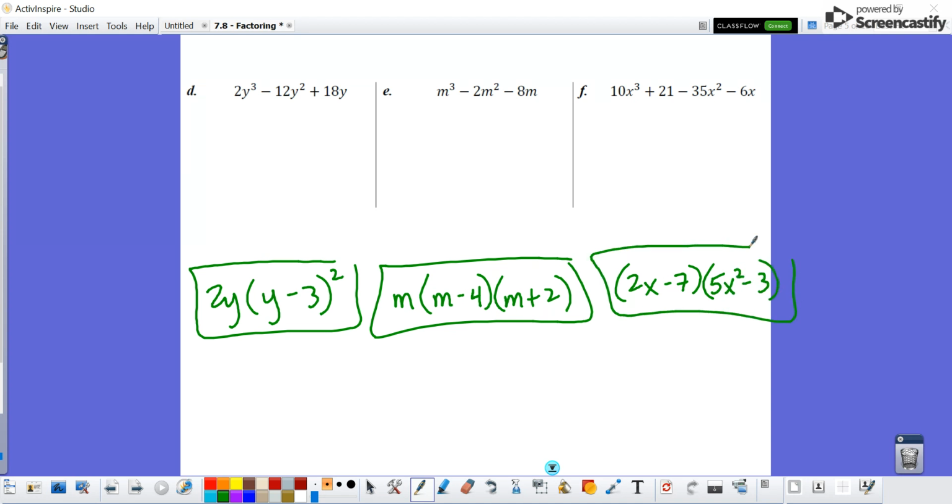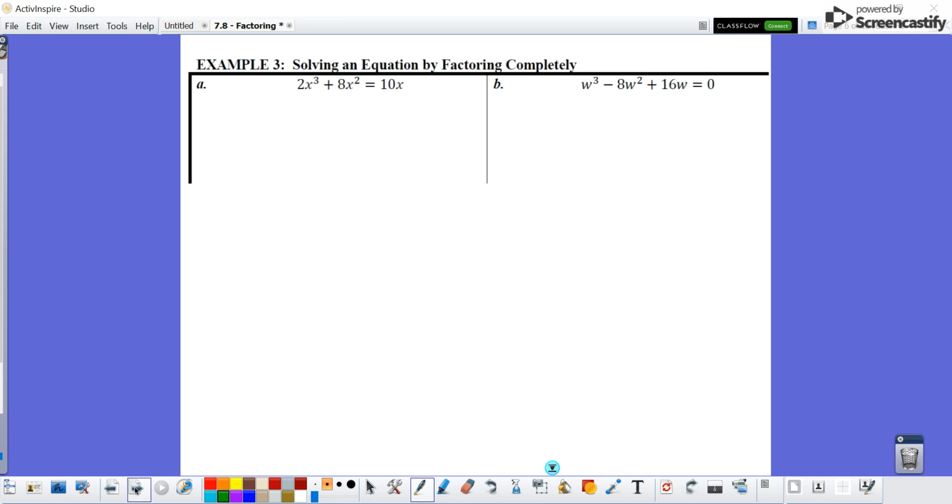So this basically took us through our first day of factoring with grouping and completely. So I'm going to stop here, and I'll post a second video to finish out the lesson. That will be our second day of the lesson.